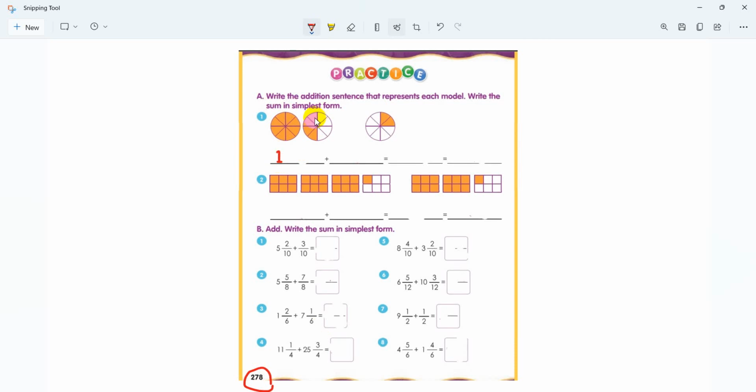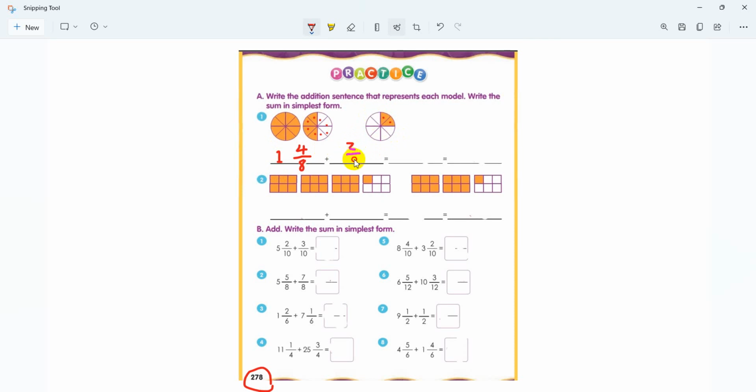About the fraction here we have 1, 2, 3, 4 parts shaded, but 4 out of what? Let's count all of them. 1, 2, 3, and another 4, so it's 4 out of 8. So the first fraction is 1 and 4 over 8. The second fraction is 2 out of 8.